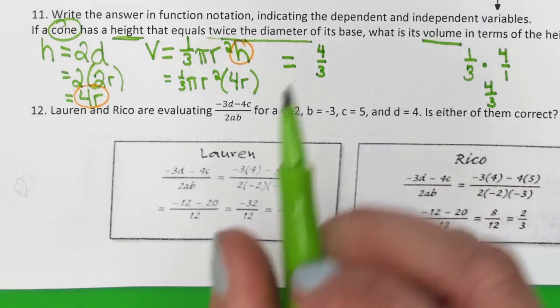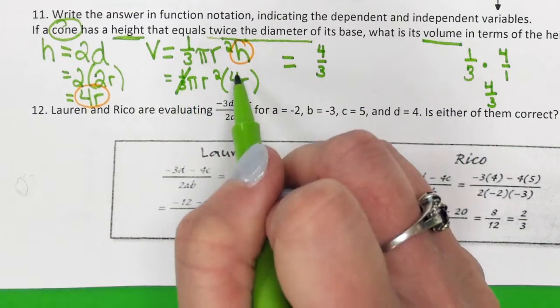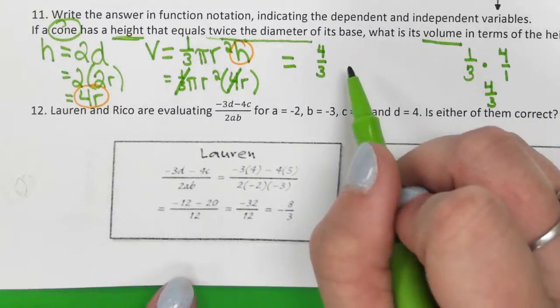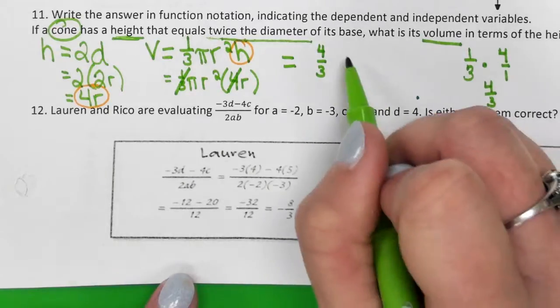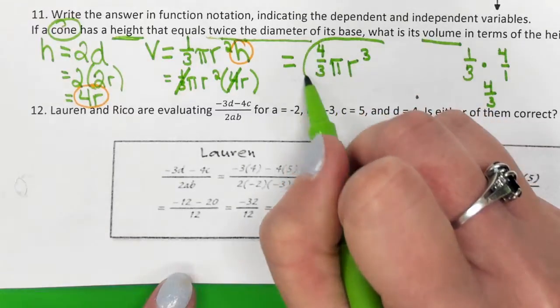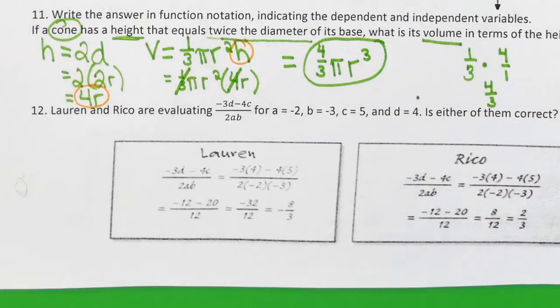See anything else that's like? So I did the 1/3, and I did the 4. R squared and r. What's r squared times r? R cubed. Very nice. And that's your answer. Look at you go. There you go. Y'all okay?